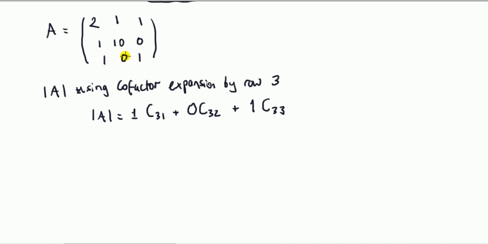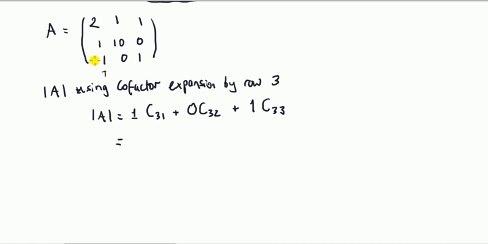plus, and then I go to the next element, that number, it's 0 times the cofactor for that row and that column, C32, that's third row, second column, plus that number, 1 times the cofactor for the row and column it's sitting in, C33. Good. Remember now, these cofactors are just signed minors. So we know that the signs are plus, minus, plus.